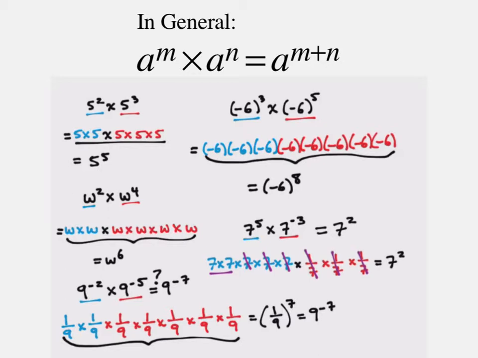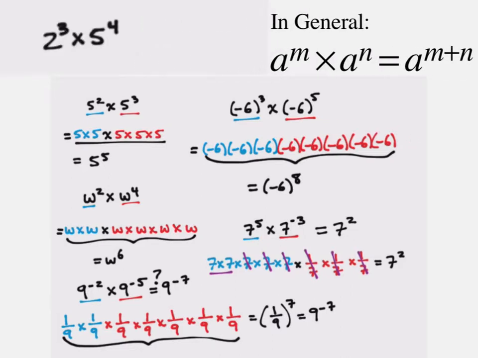That is, if you're multiplying two exponential expressions together having the same base, all you gotta do is add their exponents. And like we just said, it's really important that these bases are the same in order for us to be able to use this property.